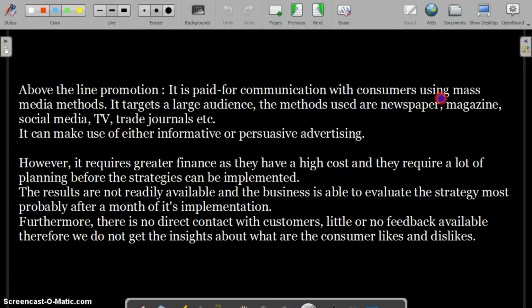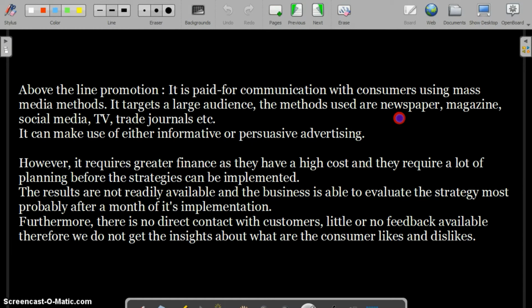Because it is above the line, it uses mass media. So even if someone is not in your target market, they are also targeted in this method. Your promotion reaches them as well. It reaches almost everyone, like mass media. It targets a large audience. The methods used are newspaper, magazine, social media, TV, trade journals, etc. These methods are very important, because sometimes the examiner might ask what the appropriate methods are, so you have to look into that.